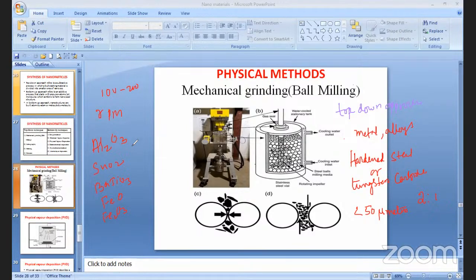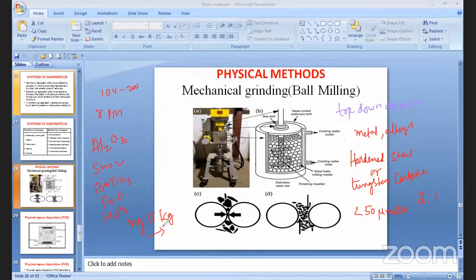With the help of this ball milling method, a few milligrams to several kilograms of powder can be synthesized. So the nanoparticles we can make are in the range of milligrams to kilograms. Nanopowder can be synthesized in a very short time by using this ball milling method. This is one of the advantages we have when we use this top-down method, ball milling.